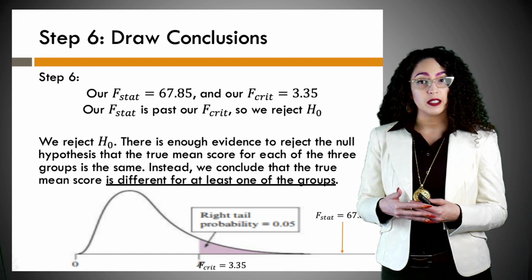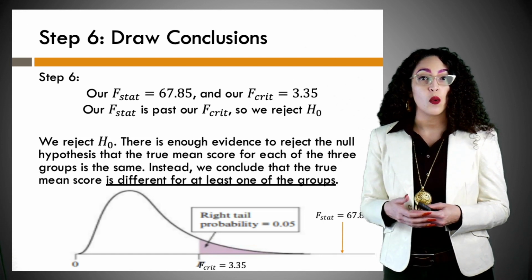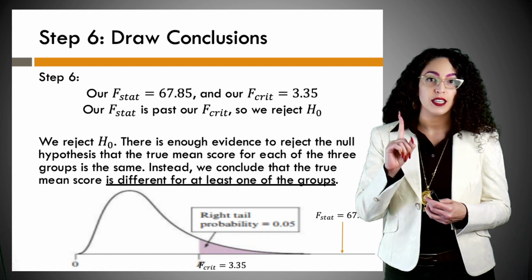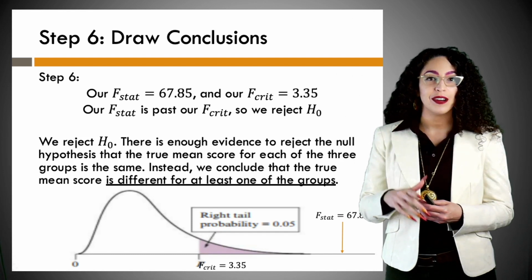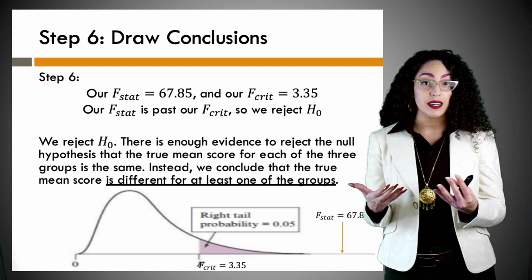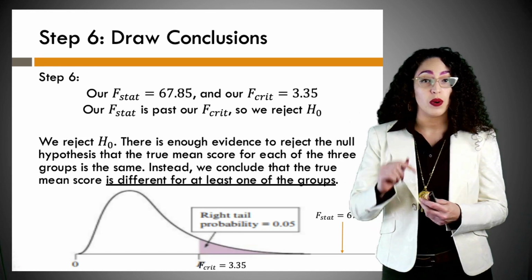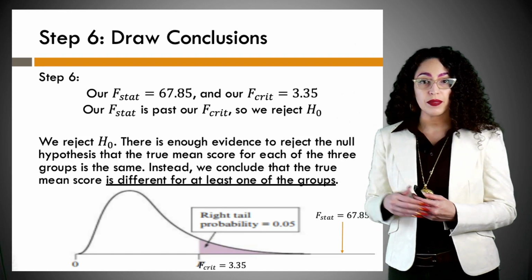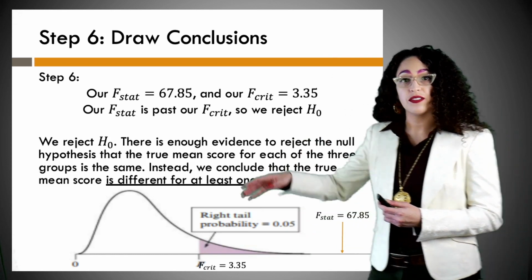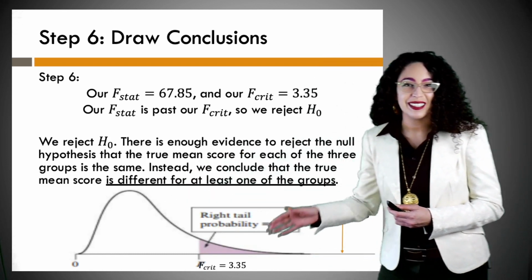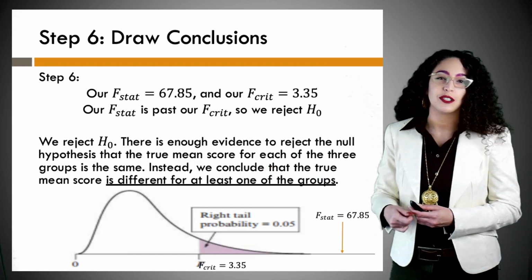Instead, we can conclude the true mean score is different for at least one group. This is again a very important distinction. We don't know if all 3 are different from each other, but we know at least one of them is different from the others. Now here is what the F drawing would be, but we don't need to draw this one because we're always going to be right-tailed.